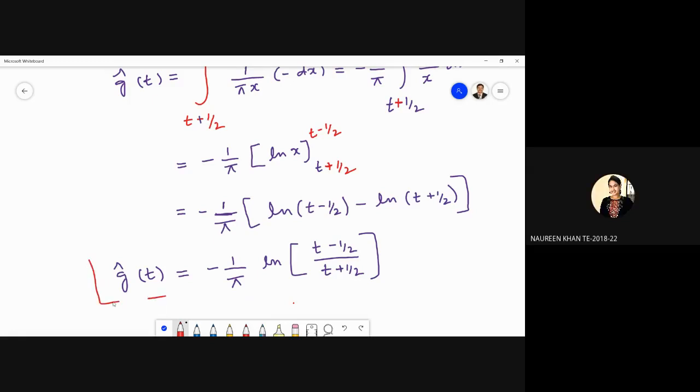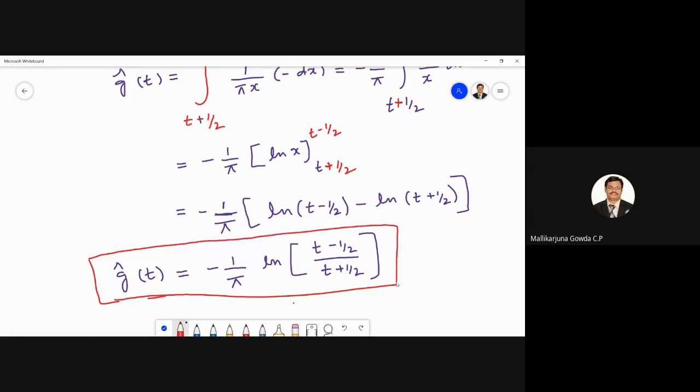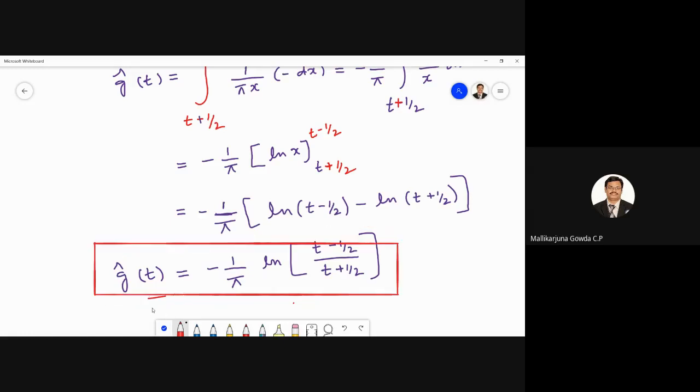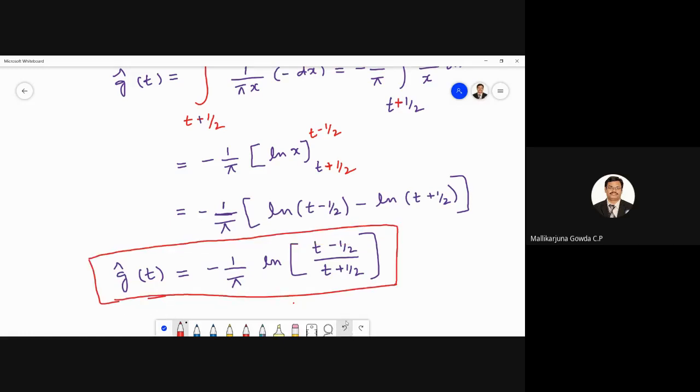So you can take the minus also inside the log. Yeah, you can do that. I kept it outside only. You can express it in that way also. Yes, is it fine or do you have any difficulties?